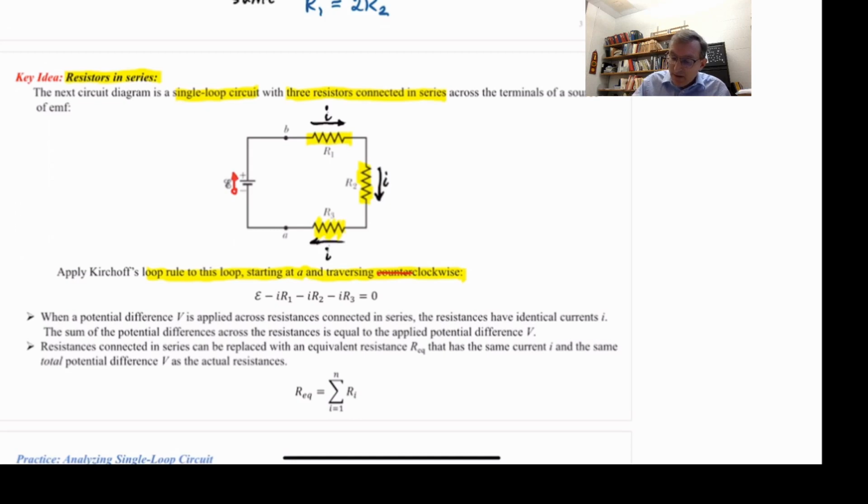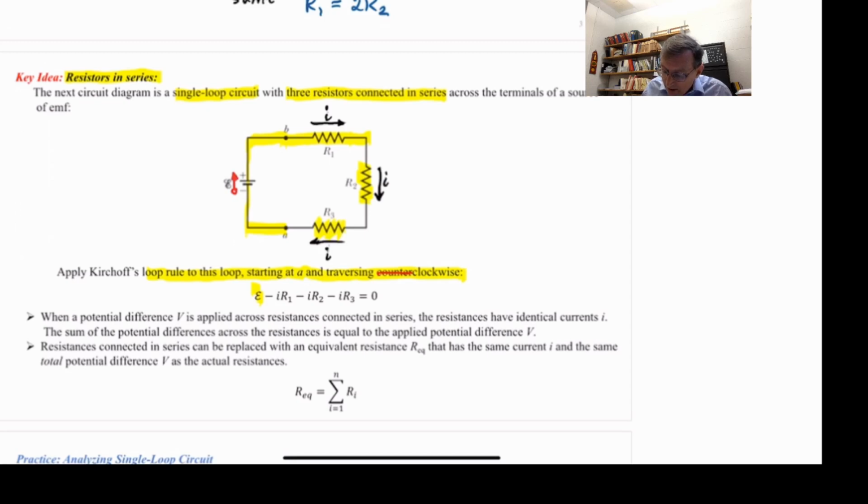The first thing that we discover when we start at point A and go clockwise around the loop is we go through the EMF in the direction of that red arrow. That means it's a potential gain of curly E, right there. And that actually can get us all the way to point B. Then we go through resistor 1 in the direction of the current. So that's a potential drop. You'll see it's written as minus, how much of a potential drop? I times R1, where I is the current and R1 is the resistance.